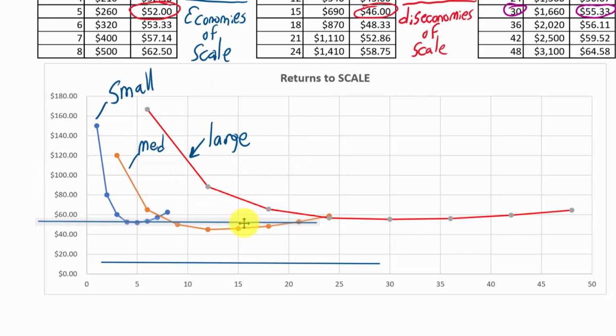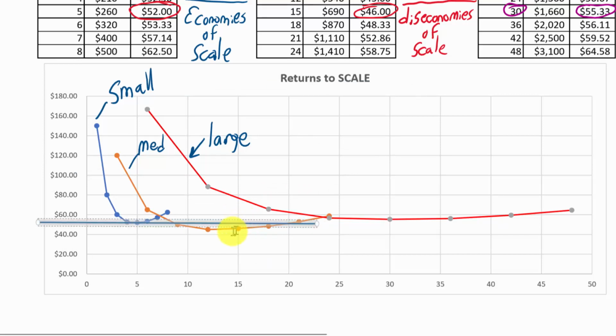But then for the medium firm, we see clearly that their minimum cost here is lower than the one over here for the small firm. So that's how we can tell graphically that there must be increasing returns to scale, because the minimum of the orange average total cost curve is lower than that for the blue.